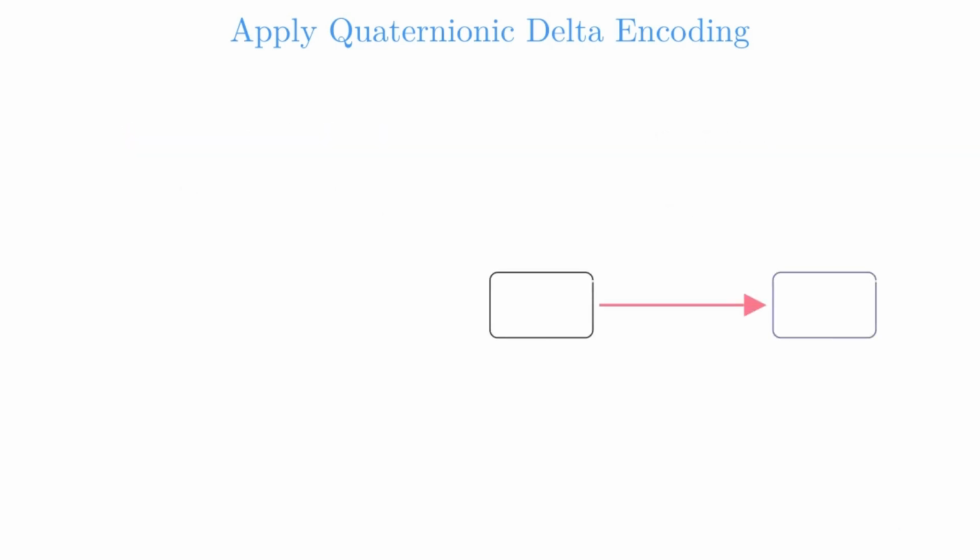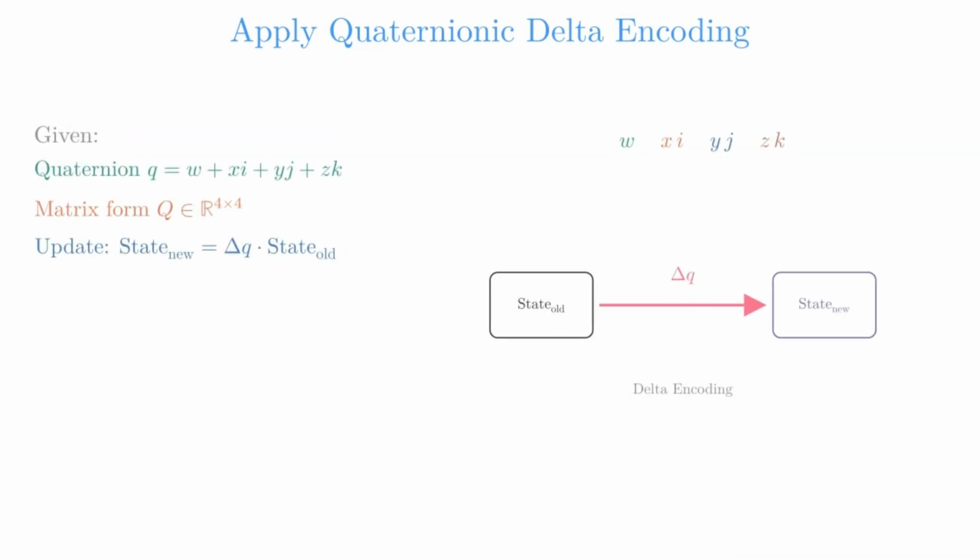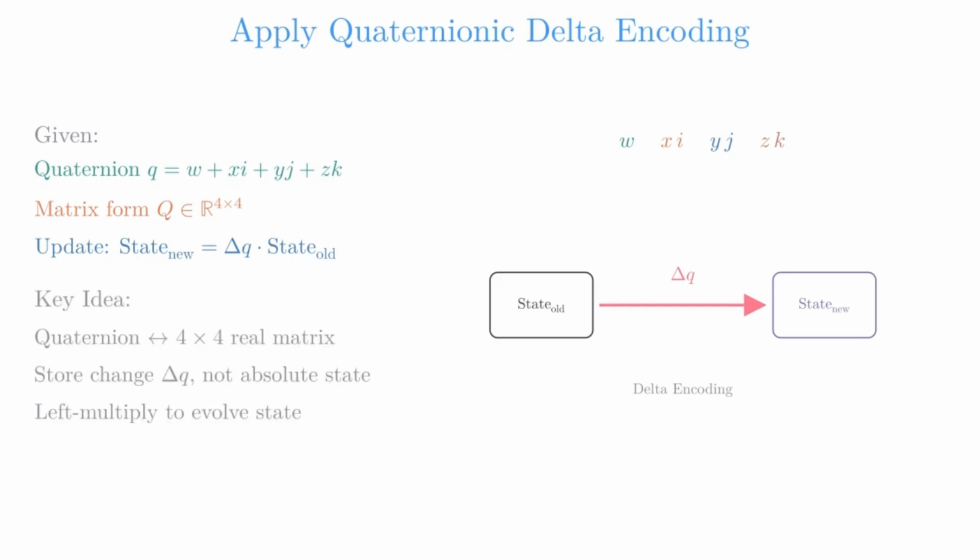How do you track a rotating system without storing every coordinate? Quaternionic delta encoding stores only the change between states, and that change lives in a beautiful 4x4 matrix. Students often think quaternions are just 4 numbers, but the real power comes from their matrix form, which lets us multiply states like ordinary linear algebra. Goals: build the quaternion matrix Q, then apply the delta encoding update rule.